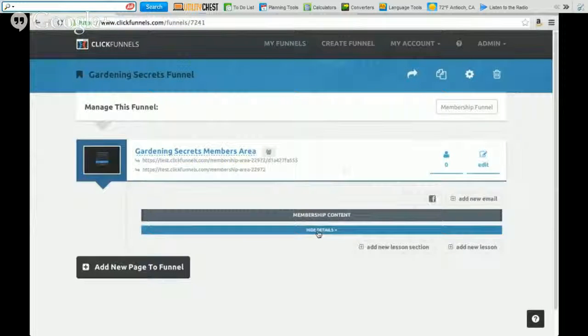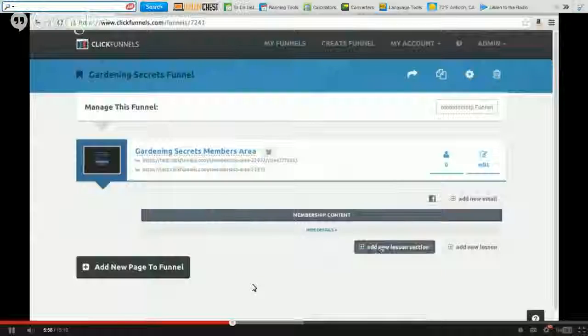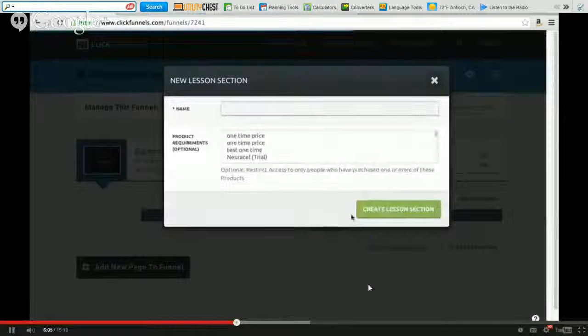Show the details. Okay. I don't have anything in there yet. So the two things we need to do are add a new lesson section and add a new lesson. So this is showing you what you need in it, basically.